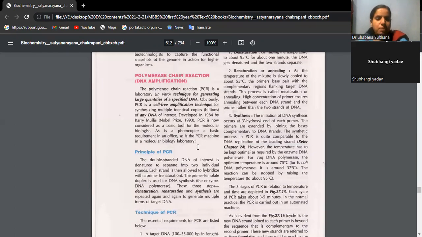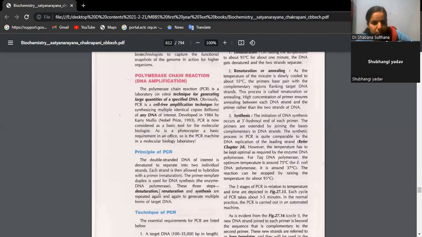Then the principles: there is a double-stranded DNA of interest, like you make use of restriction endonuclease to cut a fragment of DNA, right? Here also we are doing the same thing. Double-stranded DNA of interest is denatured to separate. Denatured in the sense the bonds are broken and the strands are separated. Two individual strands. Each strand is then allowed to hybridize with a primer. I'll show you that. The primer-template duplex is used for DNA synthesis.